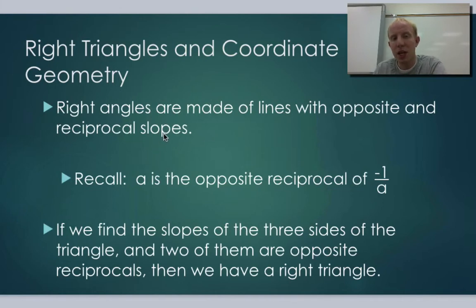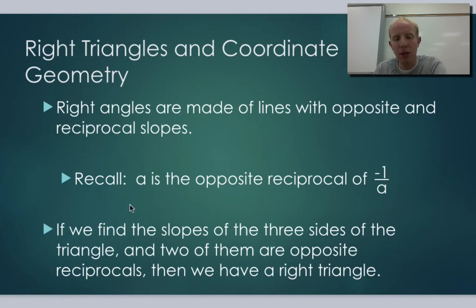What does that mean? Hopefully you learned this in a previous class, but if you have some value a for the slope, then the opposite reciprocal of that is going to be negative 1 over that value. Opposite meaning negative, reciprocal meaning 1 over that. So if I find the slope of some value a, then negative 1 over a is its opposite reciprocal.